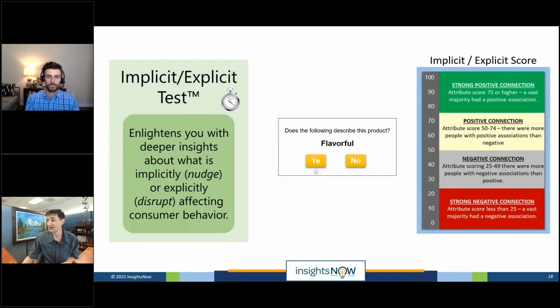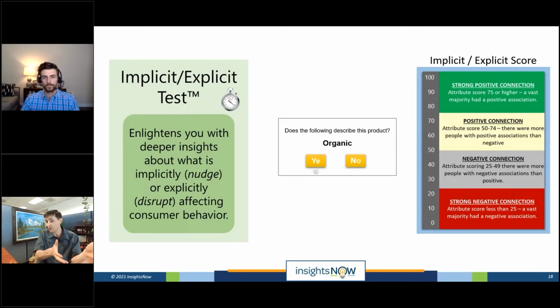And it says healthy, is it flavorful? And I can just say yes, no, is it organic? Yes, no. As I go through those, it changes and gives me my ability to test if it was a fast response or a slow response, and did they say yes or no. Okay. Now, out of that, we get what is called an implicit explicit score.